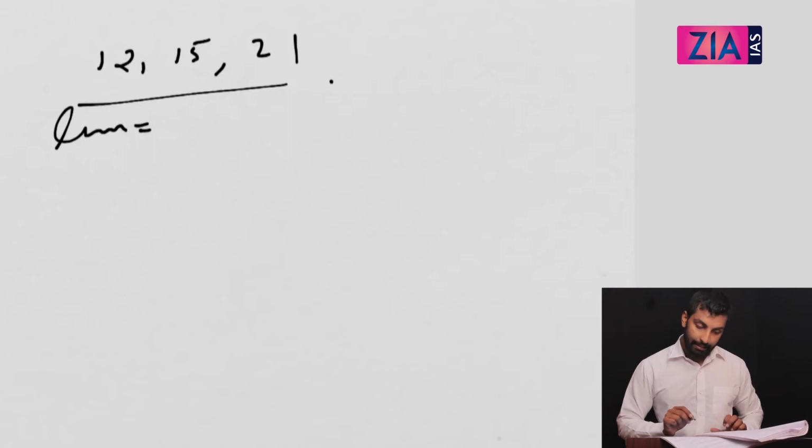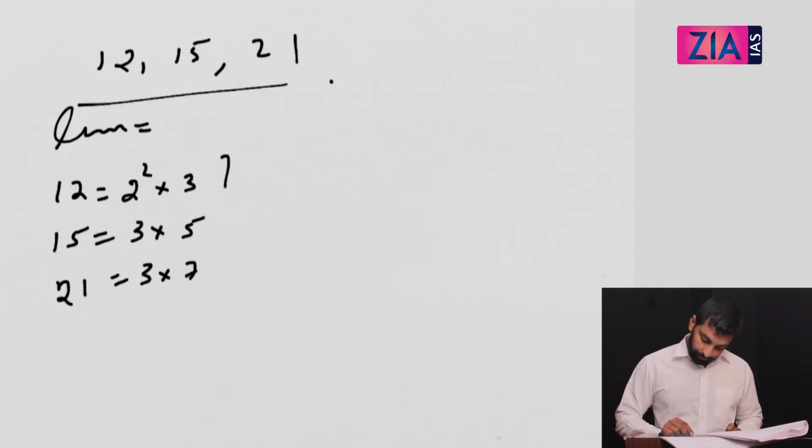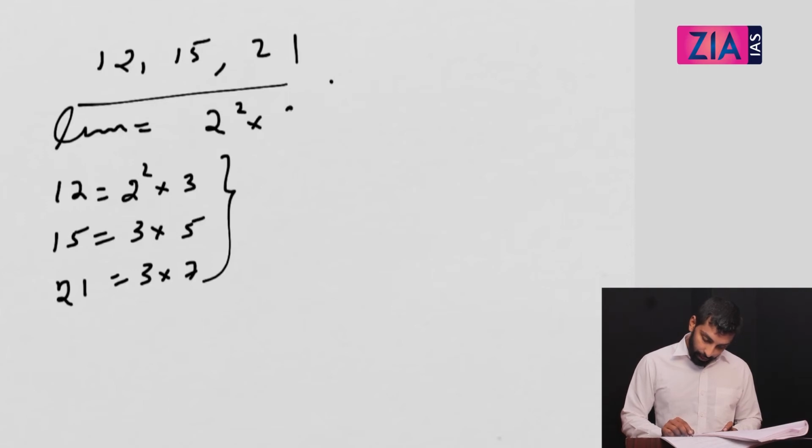Now, a very important piece of information which I want to tell you is, this is applicable only in the case of two numbers. If you have three numbers, let's take 12, 15, 21. Let me find the LCM. What is 12? 12 you will write as 2 square into 3. Then what is 15? You will write it as 3 into 5. What is 21? You will write it as 3 into 7. So what is the LCM? You will take all the factors involved with the highest power, right? So your LCM will be 2 square into 3 into 5 into 7.